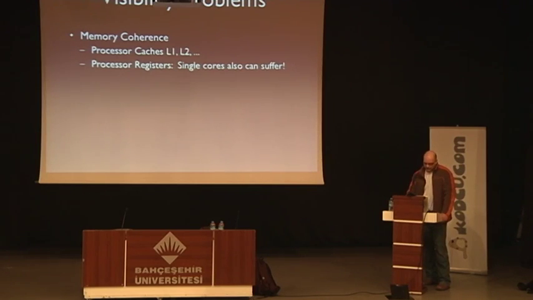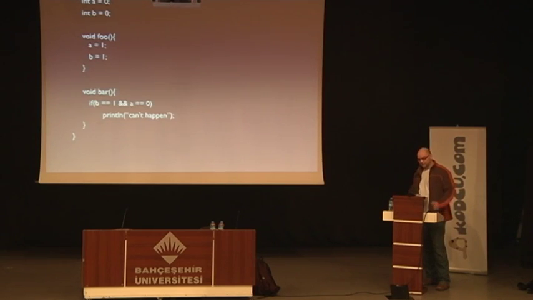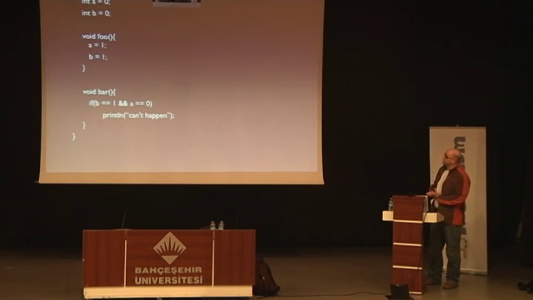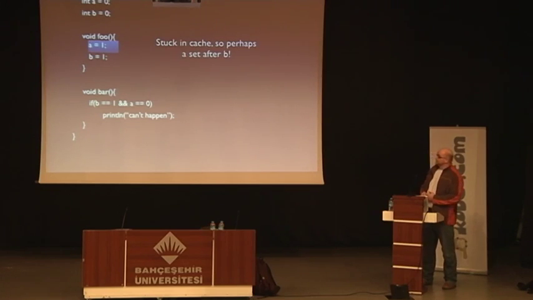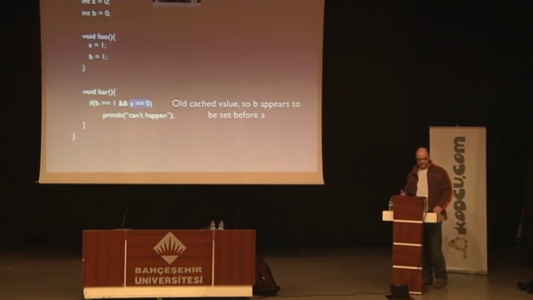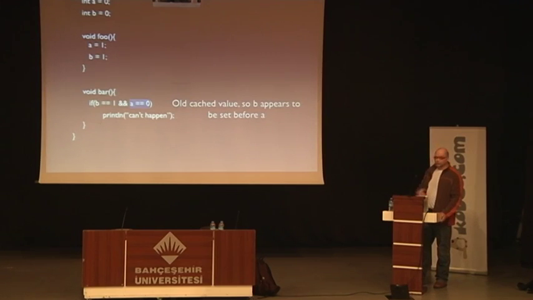So if we get back to the example, in this case it could be that A1 is stuck in the cache, so it is not yet written to the cache of the other CPU. So that could happen. It could also be that the read of A is an old read. So A has already been written, but it's not visible in this particular cache, so you will not see that value.